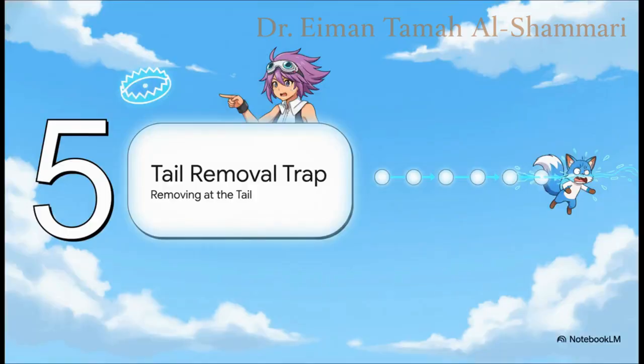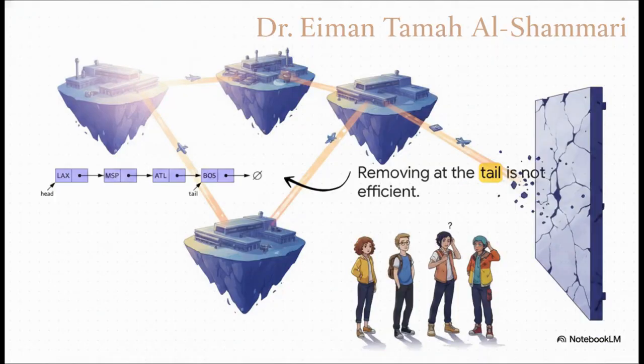But wait, there is a catch. Section 5, the tail removal trap. When a tail node points to a null value, it means the scavenger hunt is officially over. But if we decide we want to remove that final destination, the very end of our list, we run into a huge problem. You see, our clue network only points forward. It's a strict one-way street.